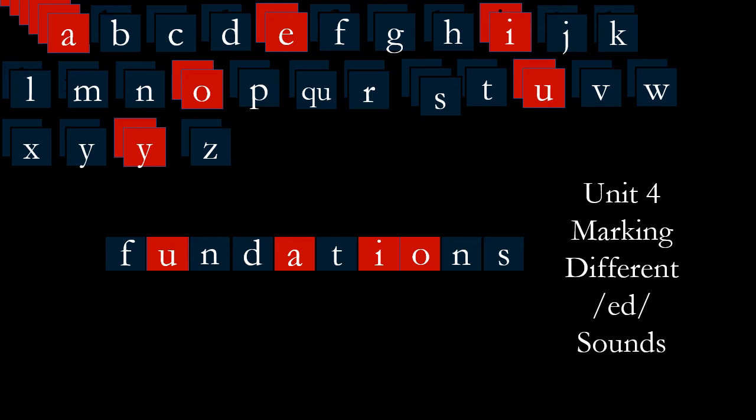We are still in Unit 4. Yesterday, we talked about the different kinds of ED sounds. Today, we're going to talk about how we mark them. We did see this a little bit before, but this will hopefully show you exactly how to do it for the different ED sounds. And remember, we said there are 3 of them, so we're going to look at all 3. But first, let's take care of our trick words.